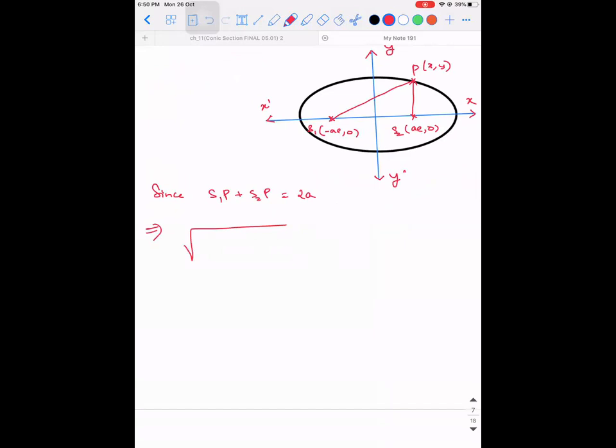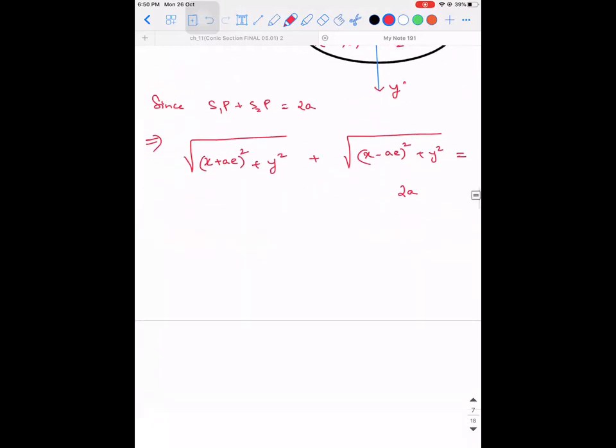So what is S1P, guys? Root of (x plus ae) the whole square plus y square, plus root of (x minus ae) the whole square plus y square, which is S2P, is equal to 2a. Right? Whenever you have a sum of two square roots, you need to take one of the square roots to the other side and square on both sides. So root of (x plus ae) the whole square plus y square is equal to 2a minus root of (x minus ae) the whole square plus y square.